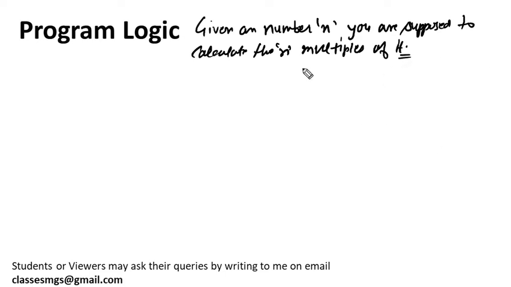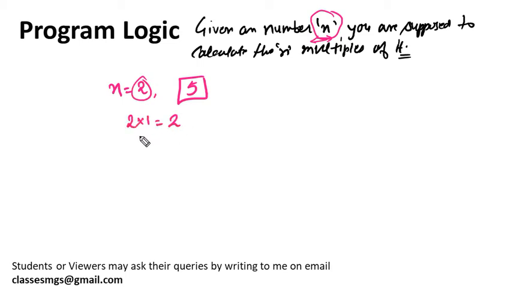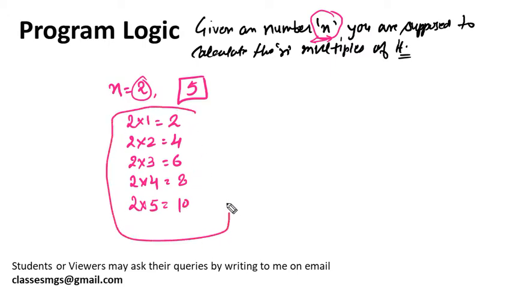First, you should understand that you are supposed to take the input number n. Let's suppose the user has entered 2, and he wants the 5 multiples of this 2. Then what does this mean? 2 cross 1 equals 2, this is the first multiple. 2 cross 2 is 4, the second multiple. 2 cross 3 is 6, the third multiple. 2 cross 4 is 8, the fourth multiple. 2 cross 5 equals 10, the fifth multiple. So this way he wants the output.